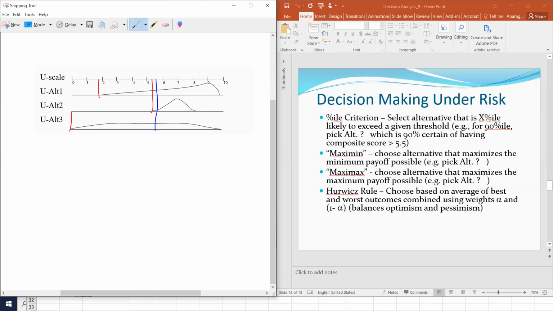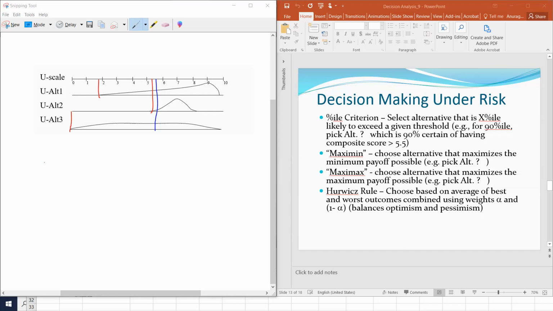Which alternative would you pick if you're trying to maximize the minimum possible payoff? Okay, so I see number 2. Yeah, that's exactly right. You will see the number 2 maximizes the minimum possible payoff. And then there is a criterion called maximax. Maximax is maximize the maximum possible payoff.